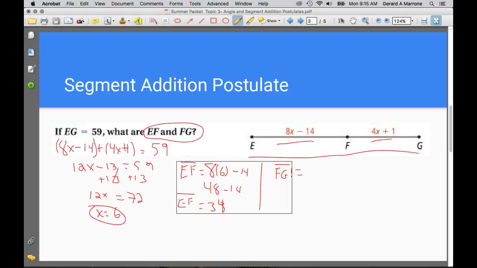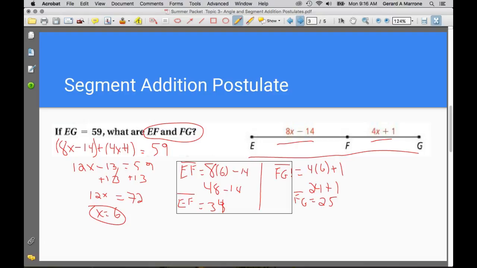FG equals 4 times 6 plus 1. So I've got 24 plus 1. So FG equals 25. Okay, and then we would be done. And you could verify your answers. If you add up 34 and 25, you do get 59.